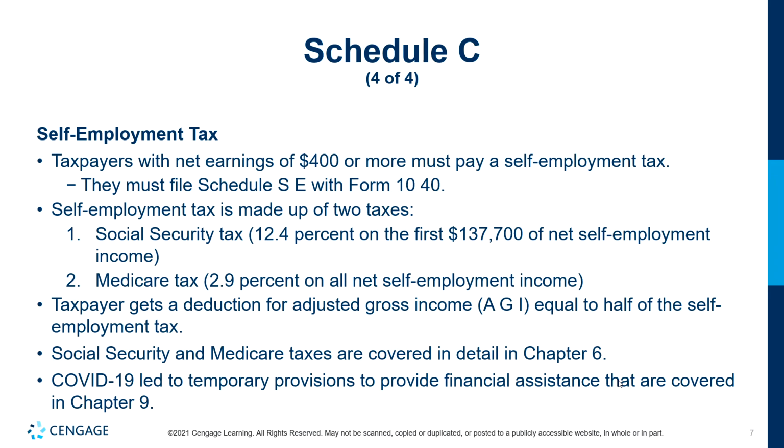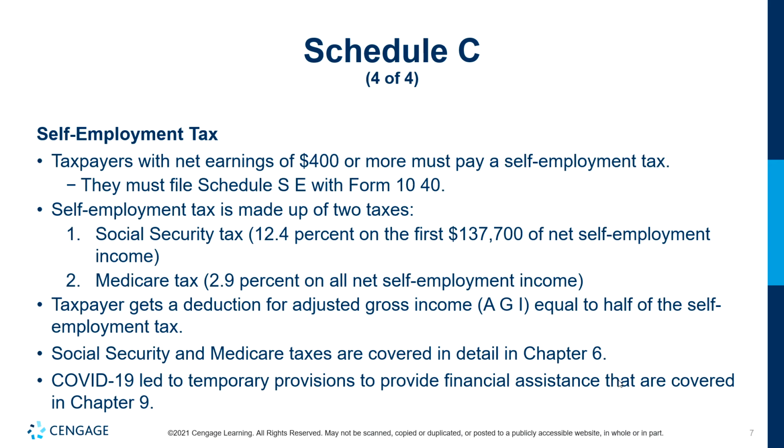So this really only applies to anybody whose net earnings from Schedule C are $400 or more. It means that they will pay self-employment tax. Again, it's made up of basically our payroll taxes.